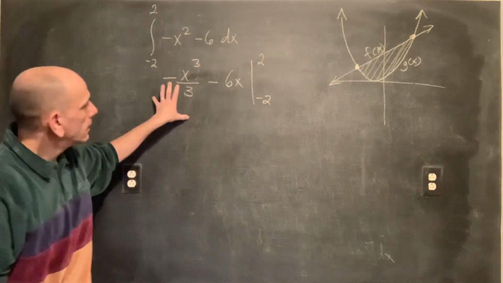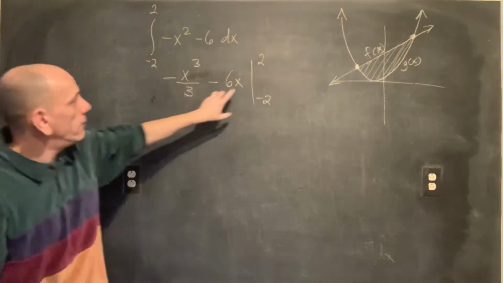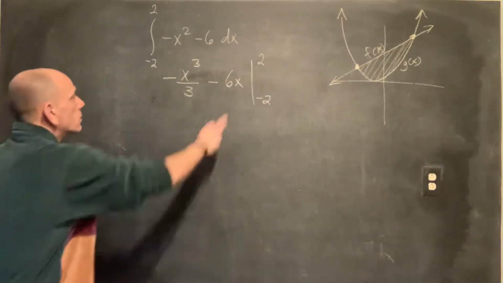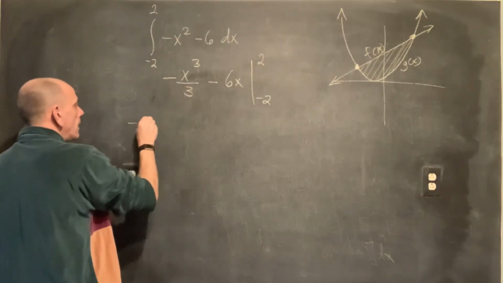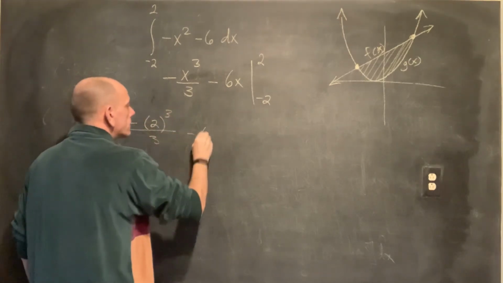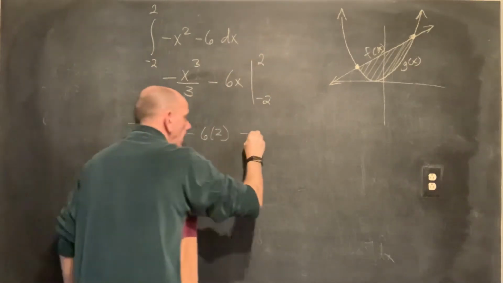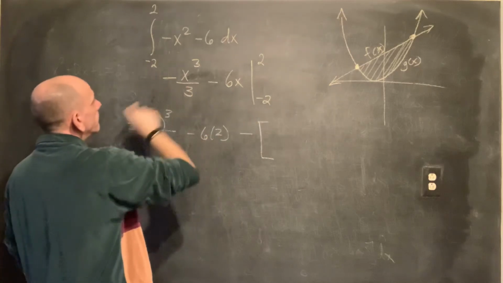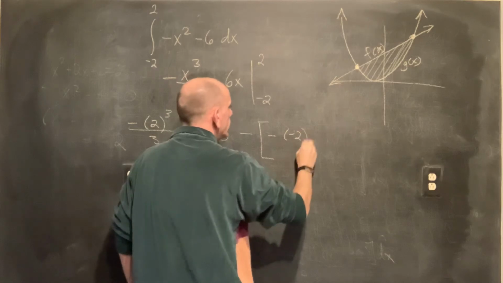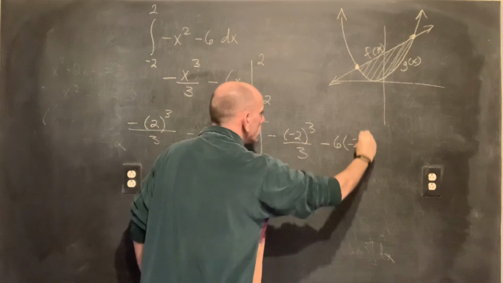Okay, remember this is our fundamental theorem where we take the antiderivative and evaluate at b, subtract, evaluate at a. So I'm going to evaluate it at b first. Negative 2 cubed over 3 minus 6 times 2. There's my eval at b. Minus, now I need to eval at a, negative 2 cubed over 3 minus 6 times negative 2.